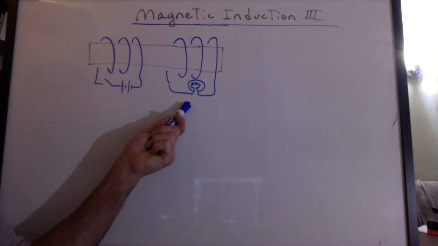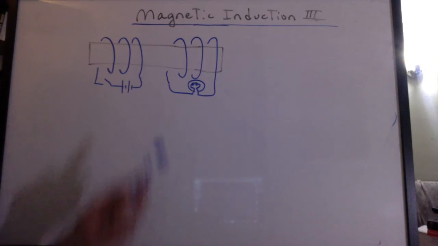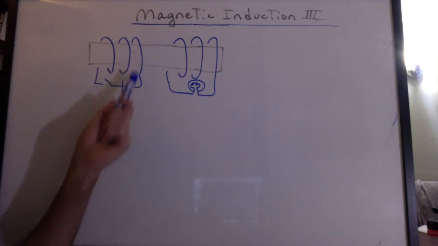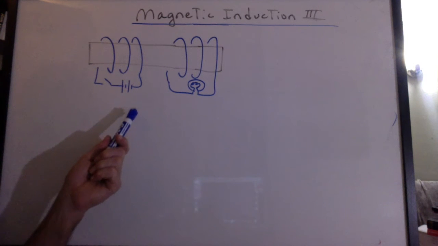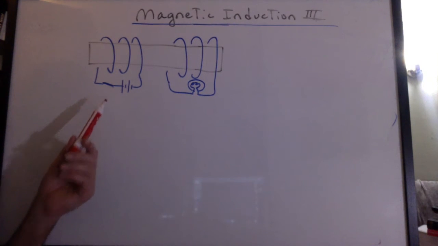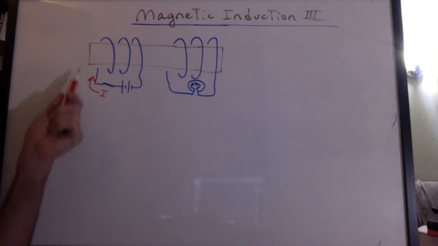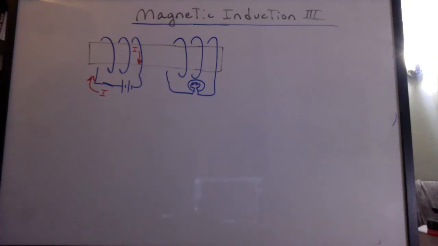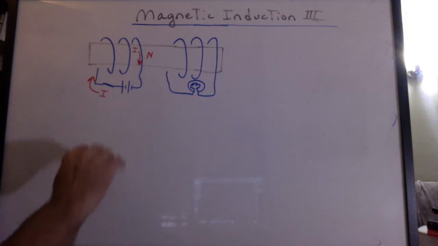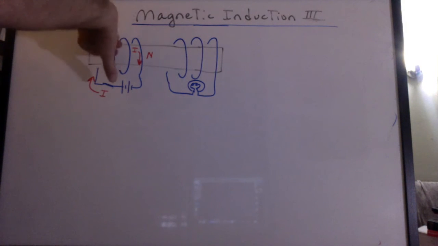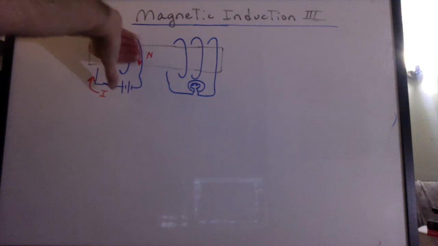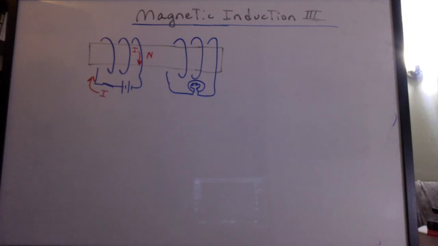going through a light bulb. Right now we have no magnetic field being generated by this circuit, but as soon as I close the switch, current begins to flow. You can trace it through, and this current will produce a north pole on this side as determined by the right-hand rule.